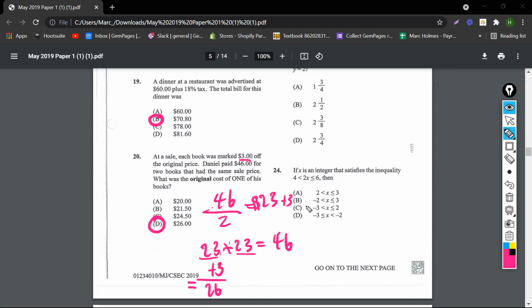Make sense, guys? So easy. Yes, sir. Pretty easy. Pretty simple.